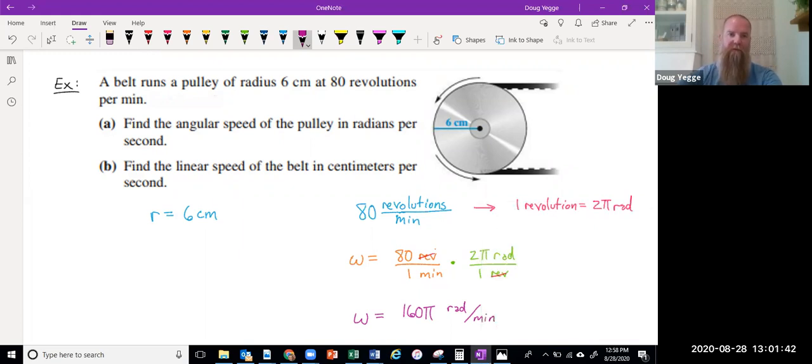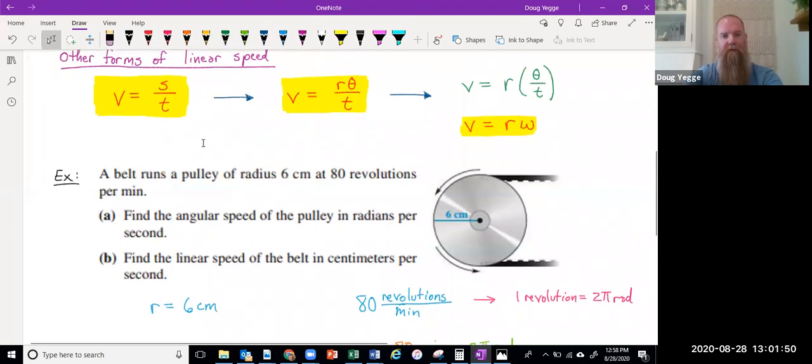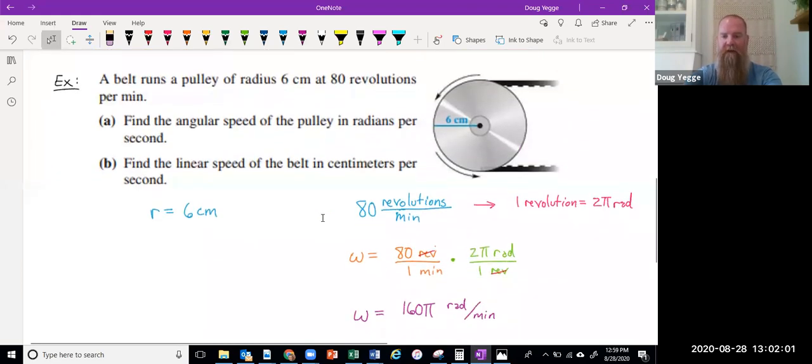Now, notice that there were a few different formulas for this, okay? So taking a look back to our formulas, I could use this one, but I'm not told how long it took to make a revolution. I'm not told anything about the arc length. All I'm given is the radius and the angular speed. So it should make sense that in order to find the linear speed, I should use the formula that says r times omega.